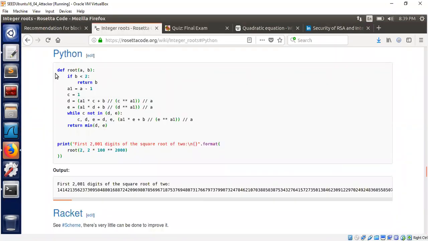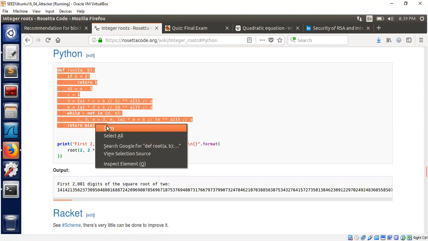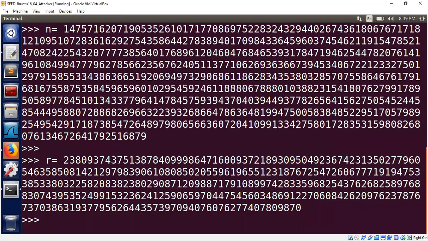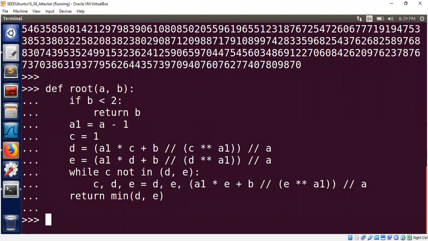I'm not certifying the correctness of this function. It's up to you to check that, but I find this nice to work with. So I will just copy this and define the function as it is here. So we have the root function ready. Now we are ready to find the square roots and solve for the prime p.